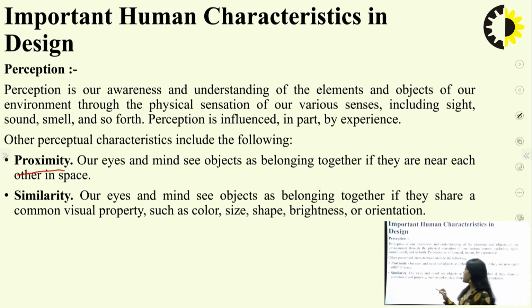The next characteristic is similarity. In similarity, our eyes and mind see objects as belonging together, as in proximity, if they share a common visual property such as color, size, shape, brightness and orientation. So when we see the same visual property, like the same color, same size, same shape, this comes under the category of similarity.